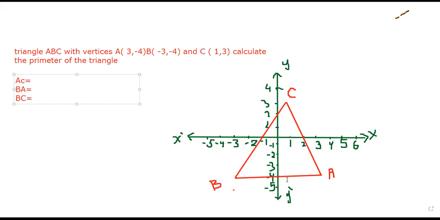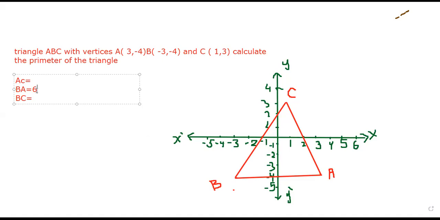AB is parallel with the x-axis, right? So to not waste your time, you can use counting directly. Parallel with the x-axis or the y-axis, we can say that the answer here will be 6. AB will be 6, Fadia. How? The distance between 3 minus negative 3, the absolute value. So the distance for AB will be equal to 6, right?